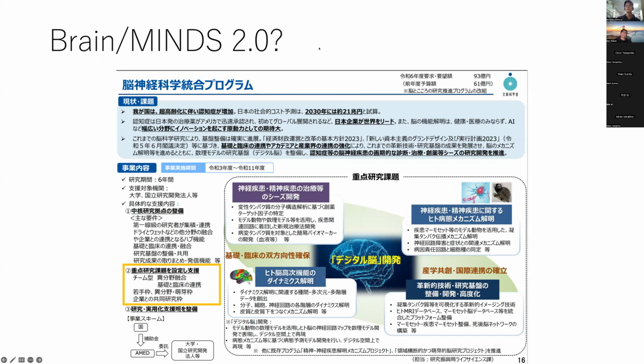Okay, next is also Brain/MINDS 2.0. Over the previous 10 years we had Brain/MINDS 1.0, and now we have started Brain/MINDS 2.0, centered on RIKEN and CBS. The purpose of Brain/MINDS 2.0 is to cure mental and brain diseases. To understand and overcome these, we start to think about the digital brain. The digital brain is the central idea for this next project.